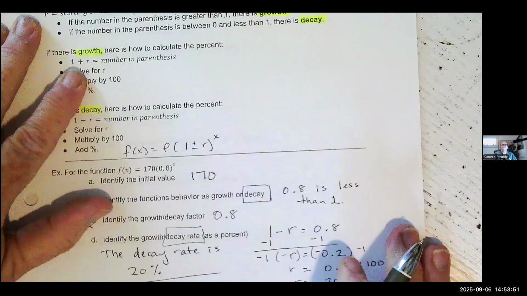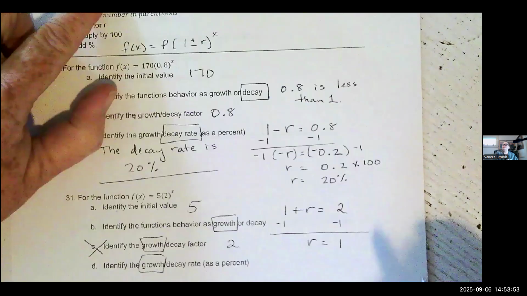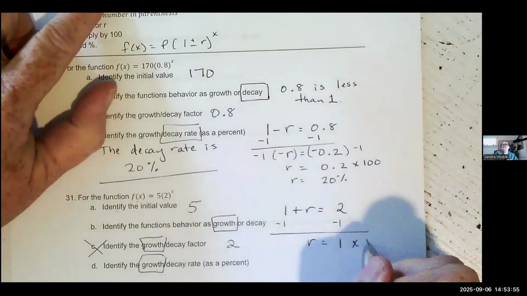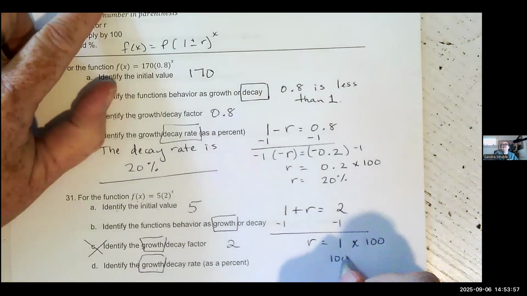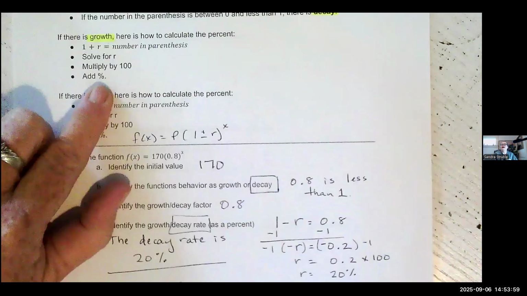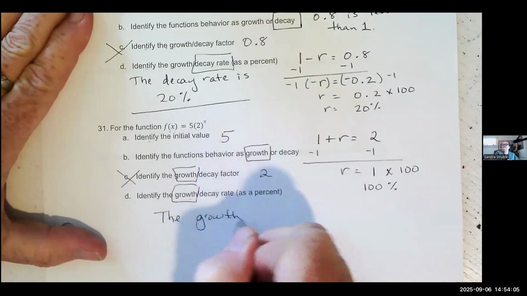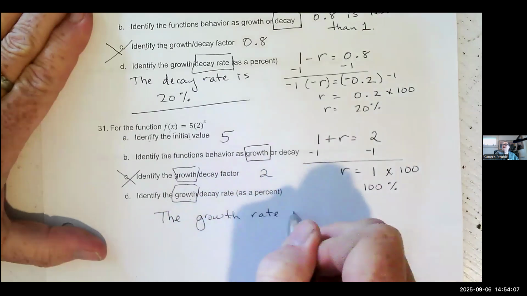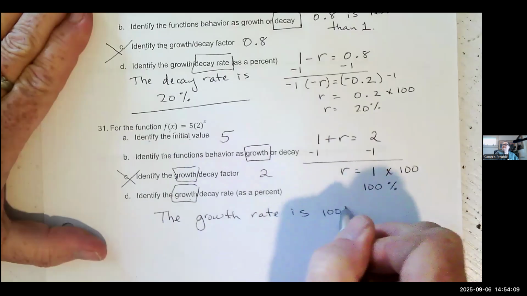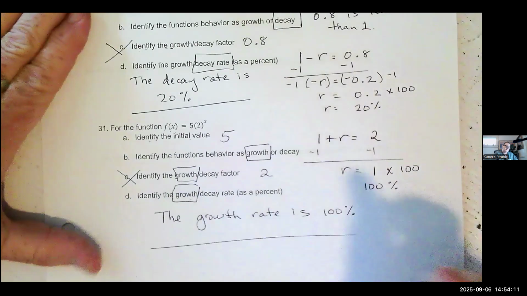Next thing you're going to do, I solved for r, is I'm going to multiply by 100. And that's 100. Don't forget to add the percent. So the growth rate is 100%. And there's my sentence. I'm going to keep these formulas close so that we can go over them.